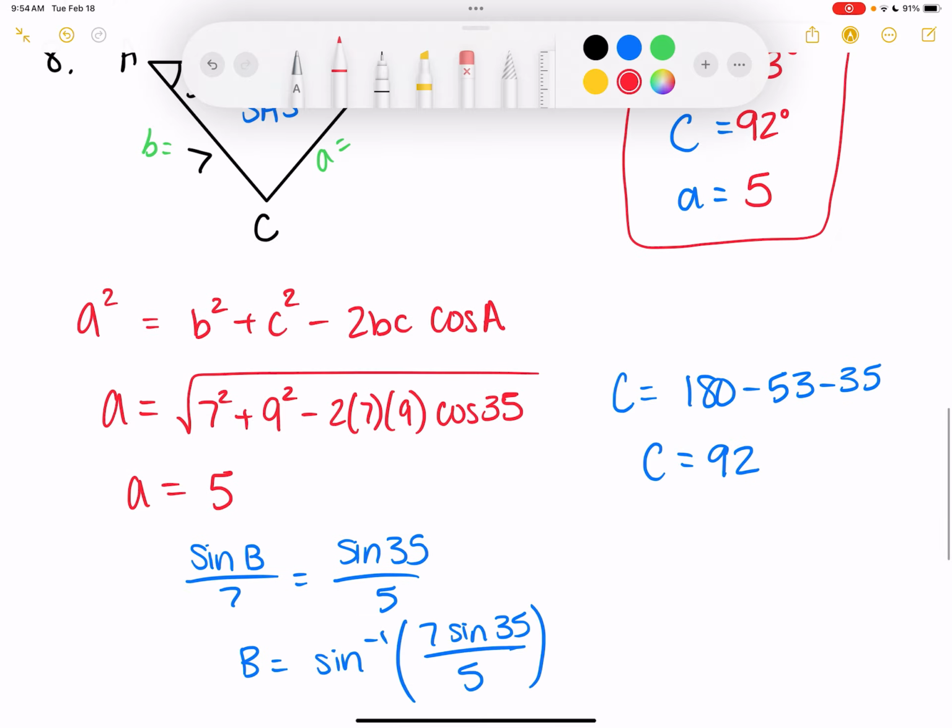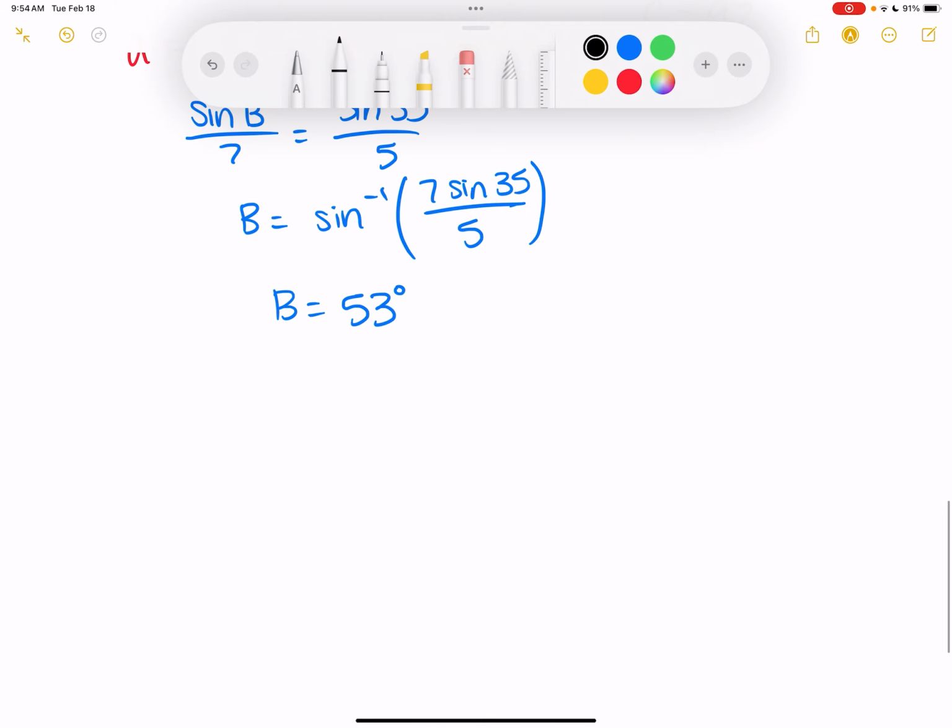All right, 14. These ones just give us information. They don't give you a triangle, so you have to draw it yourself. A equals 38, B equals 31, and C equals 35. They gave us all the side lengths, so it's the law of cosines. If they give you all the sides, it has to be side, side, side. It has to be the law of cosines.